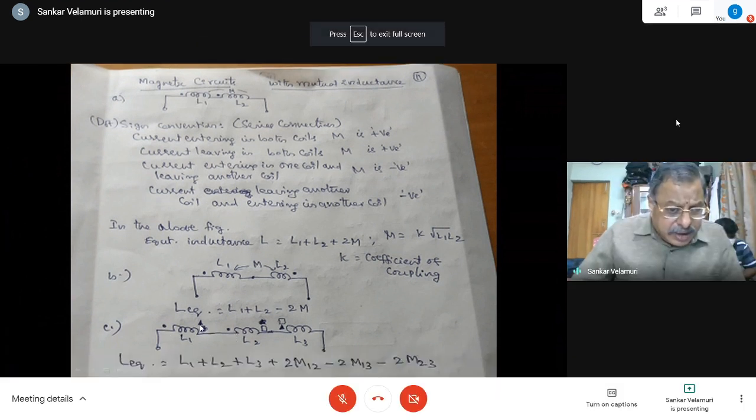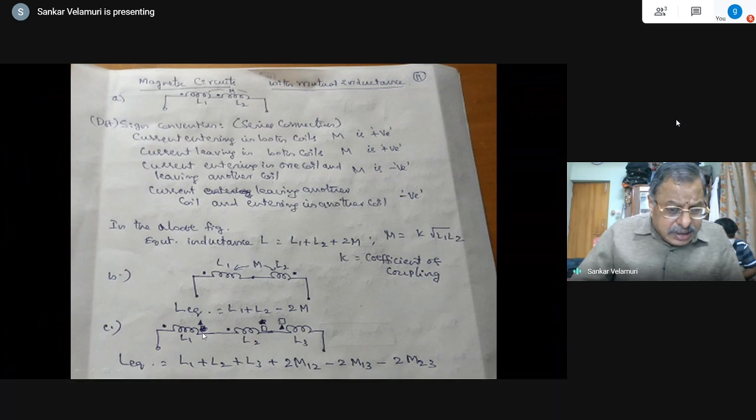Now you can see the triangle. Current leaving inductive coil 1 and current entering the third coil. So here both are in opposite directions. Current leaving, current entering in different coils.